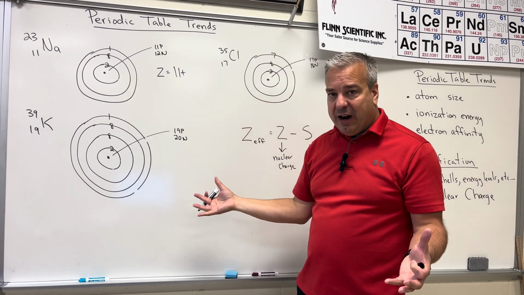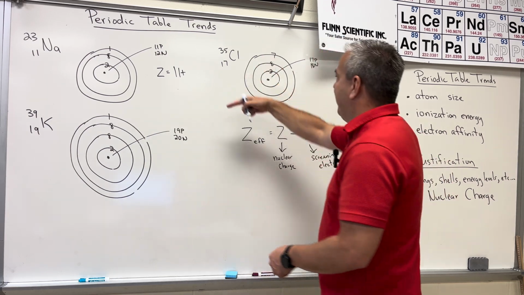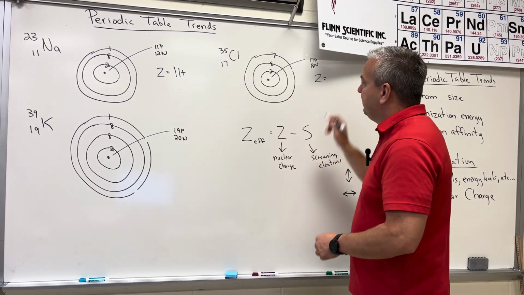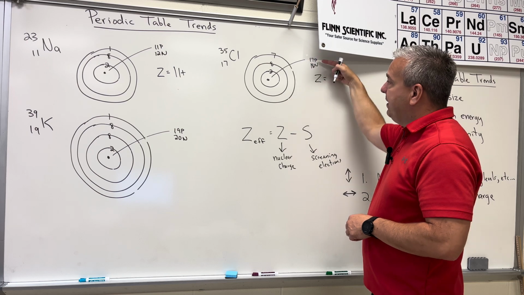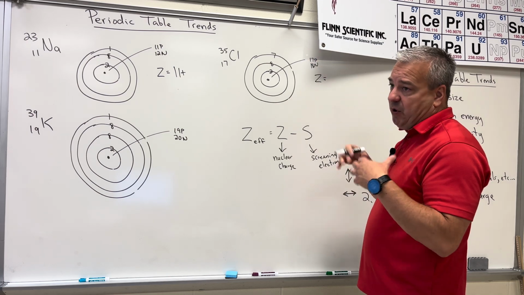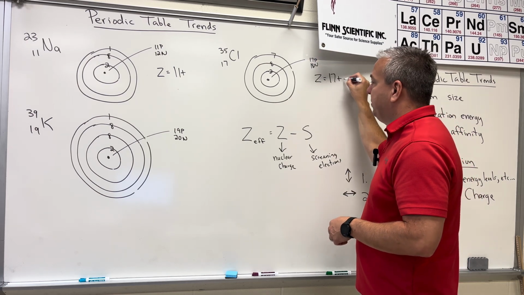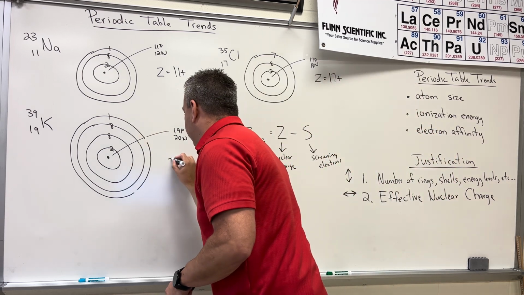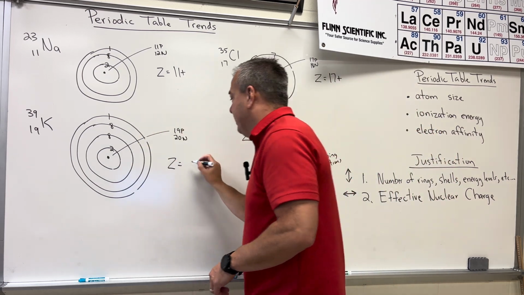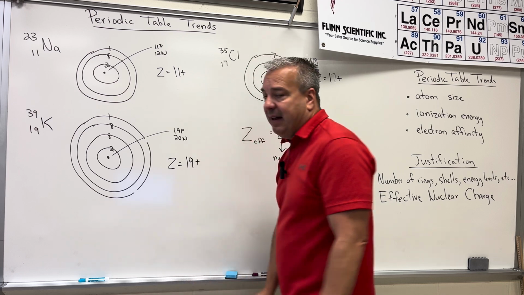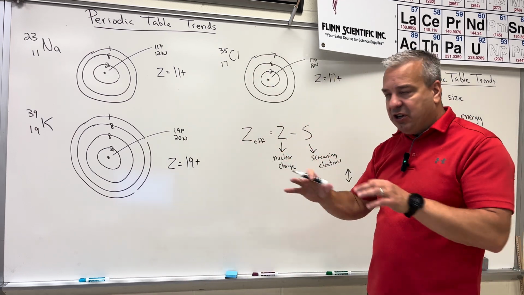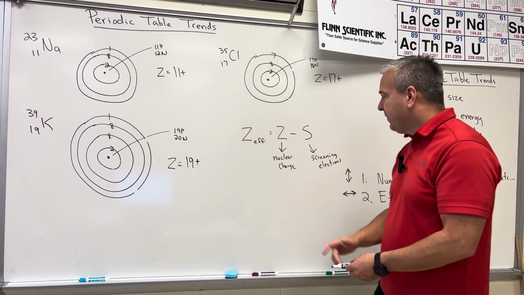Why don't you guys go and try to do the other two, okay? If we're looking at chlorine, 17 plus, and who cares about the neutrons? This is going to be a 17 plus. And as far as the potassium's nuclear charge, 19 protons, that's going to give me a 19 plus, okay? So nuclear charge, super, super easy, okay?